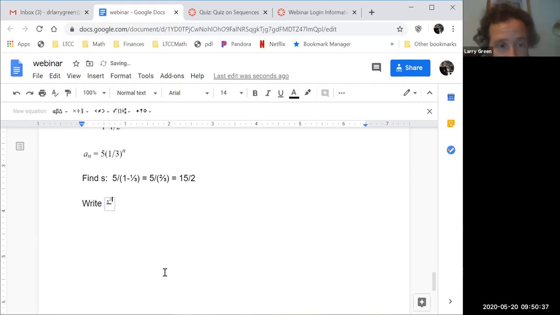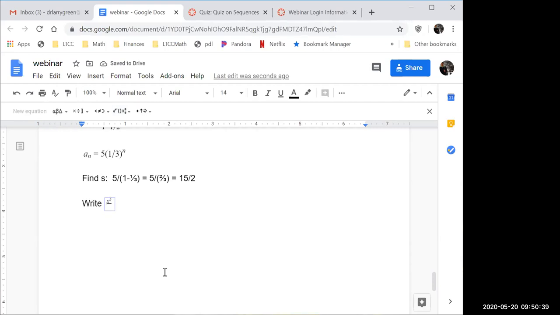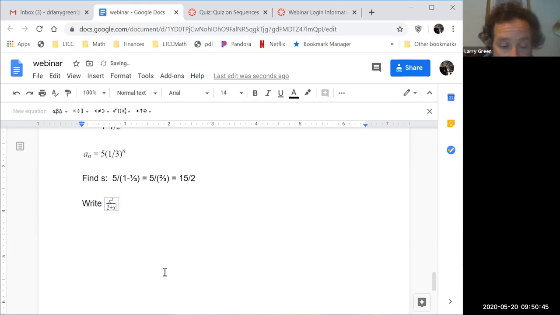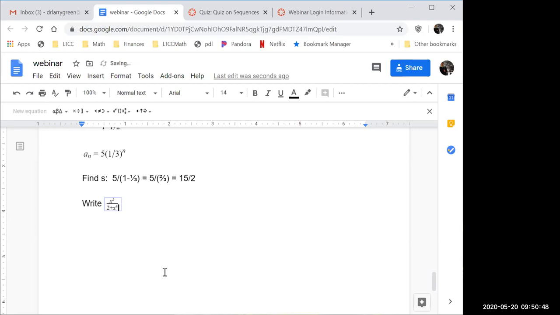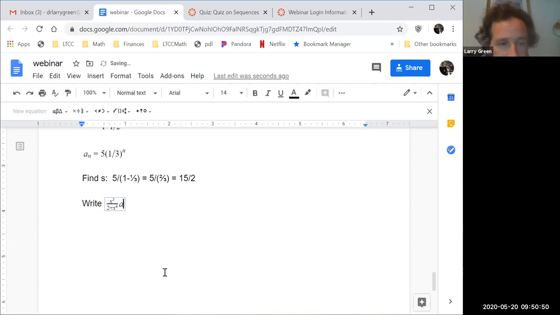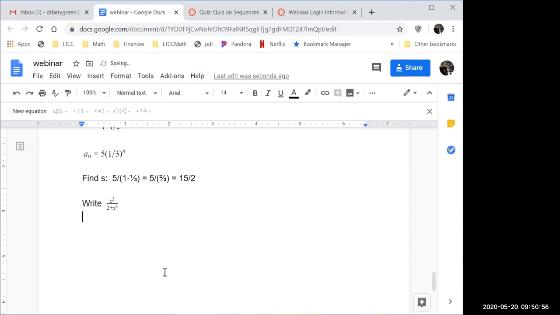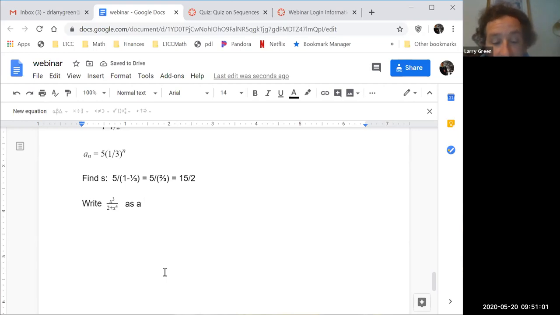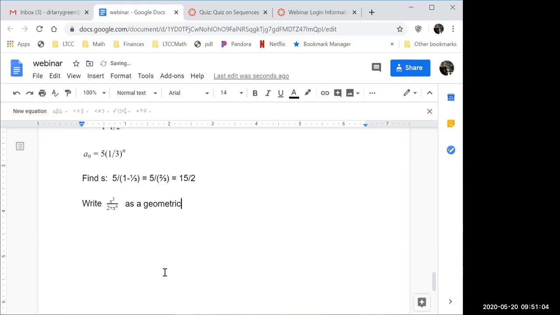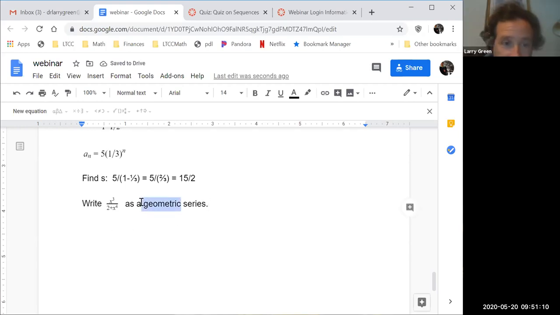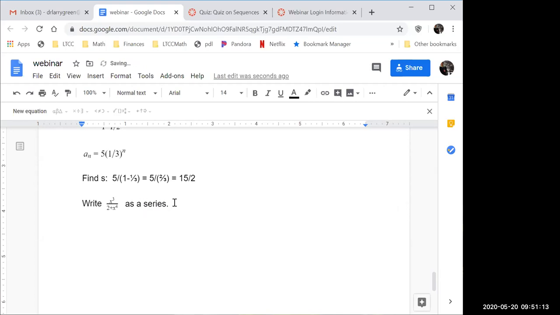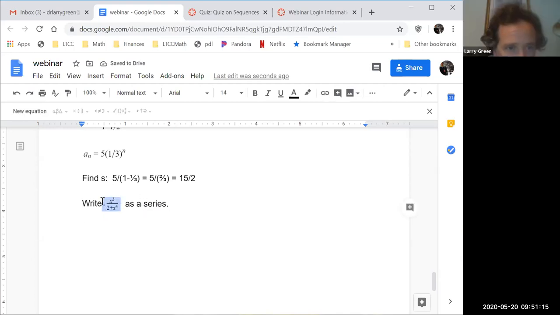x cubed over 2 plus x to the fourth, as, shoot. As a geometric series. Okay, actually, I'm just going to, as a series. Stop it there, and let's make it bigger so you can see it a little better.